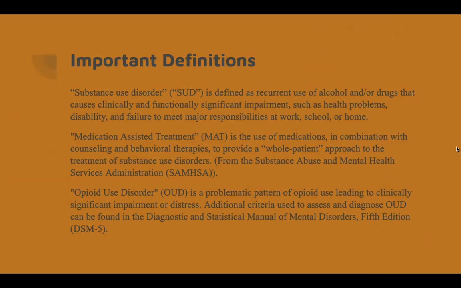Opioid use disorder is a problematic pattern of opioid use leading to clinically significant impairment or distress. Additional criteria used to assess and diagnose OUD can be found in the DSM-5.